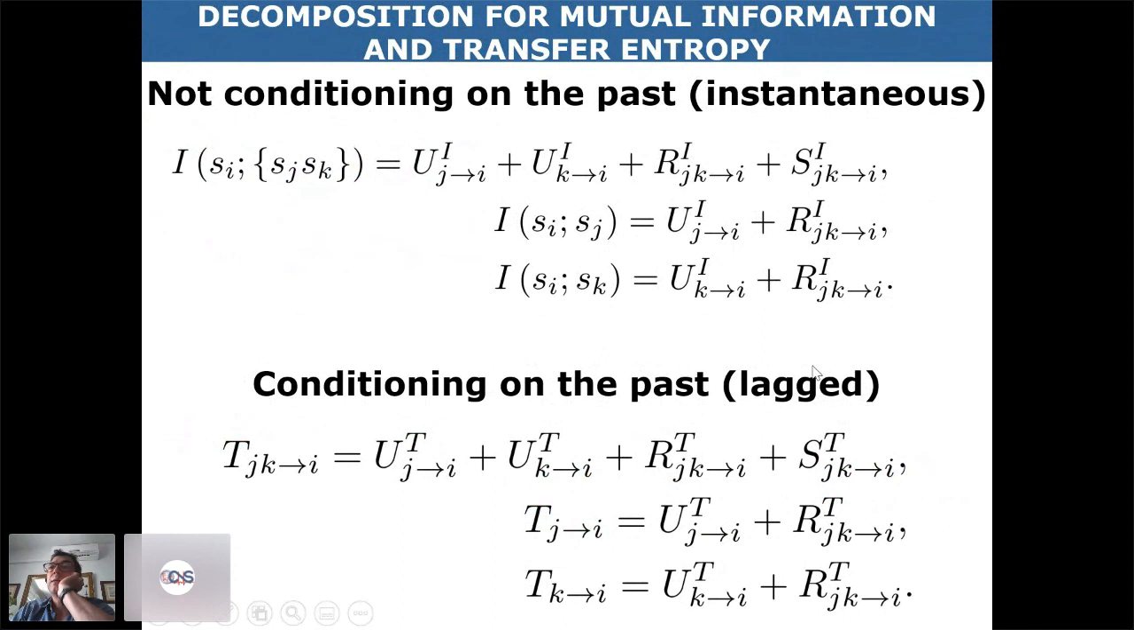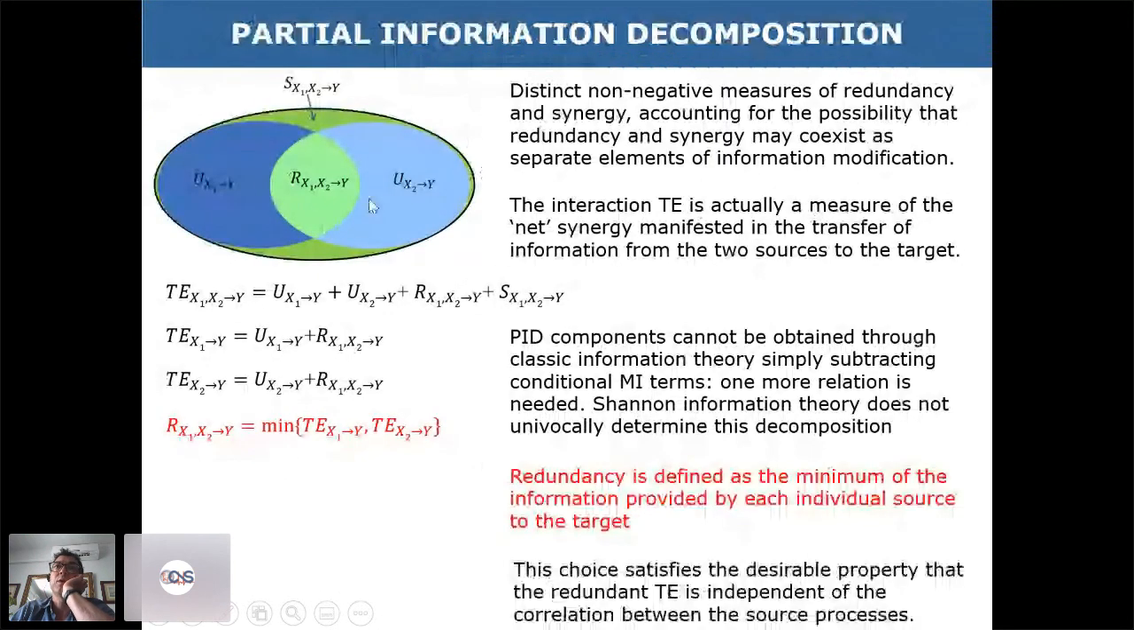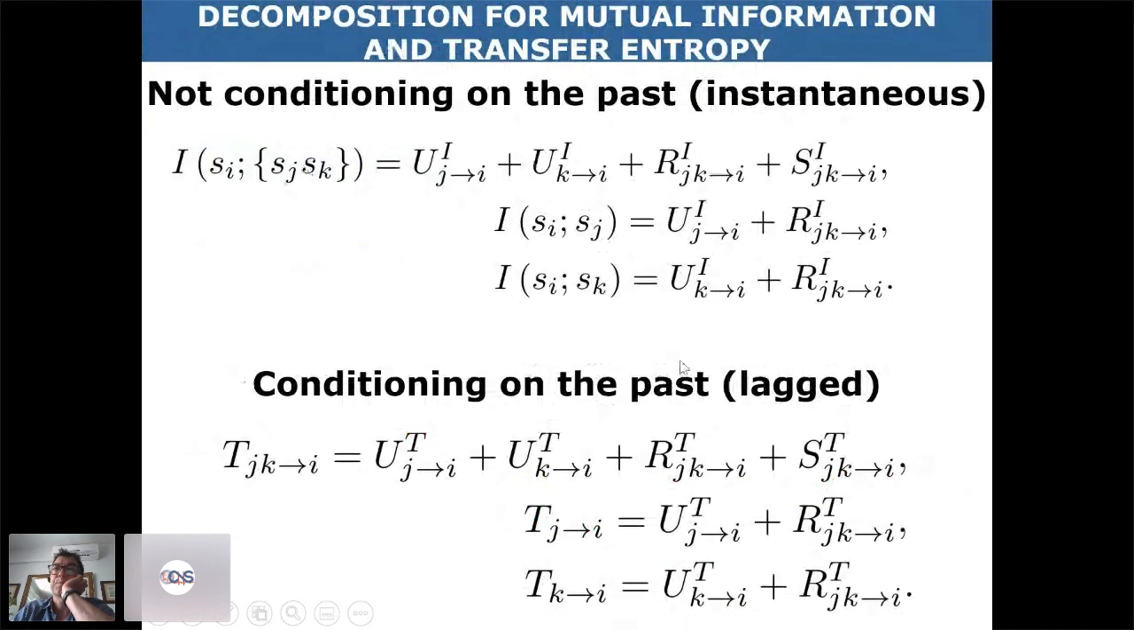In the lagged case, in which we condition on the past, and in the instantaneous case, in which we don't condition on the past. So we have unique information, redundancy and synergy. So we have 2 unique informations, as we saw here, from one driver and the second driver. Then we have synergy and redundancy. And then we have the individual transfer entropies. And in this case, we have individual pairwise mutual information.